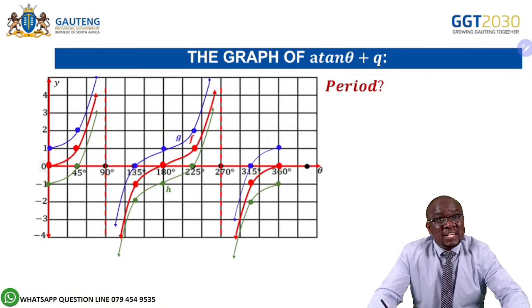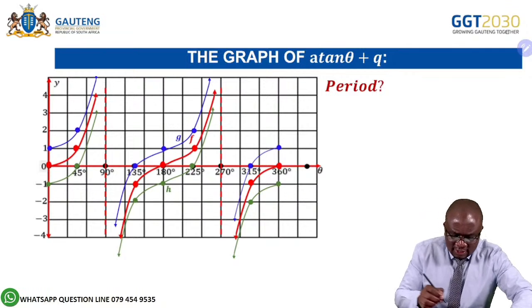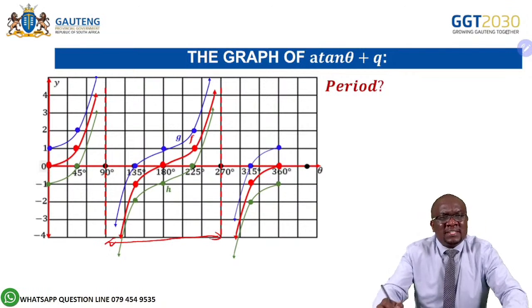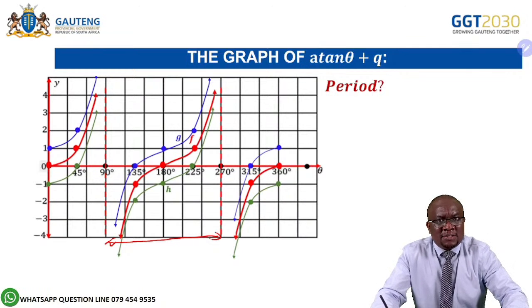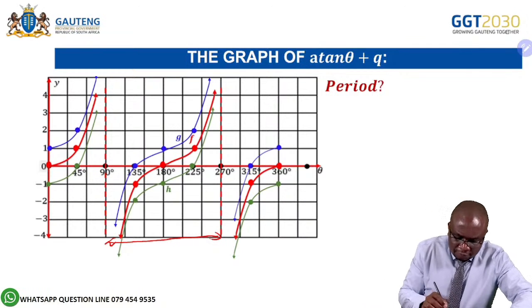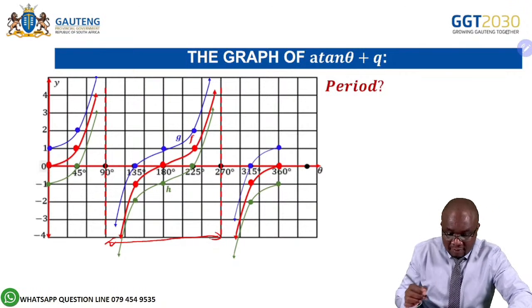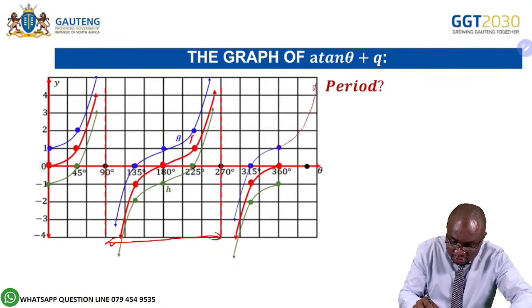What is the period for the tangent function? It is 180 degrees. The graph repeats itself after 180 degrees. Okay, right. Do you see that? So from 90 here to 270, remember, is 180 degrees. Remember, this graph is going to continue like this, it goes on.